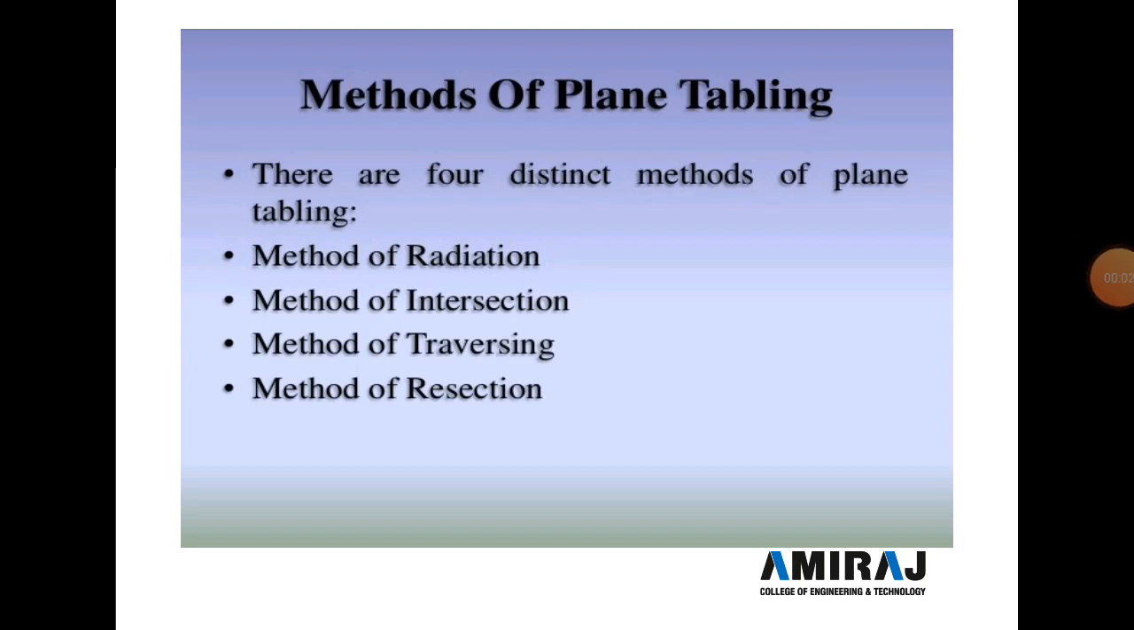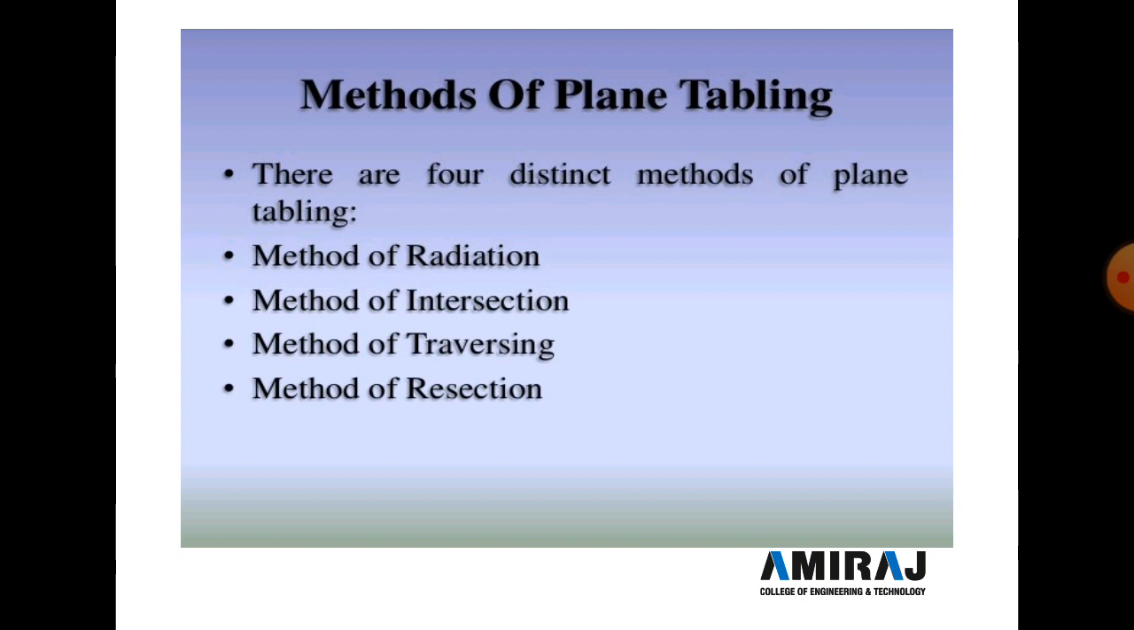Hello students, today we start a new topic, methods of plane tabling, in the plane table chapter of the subject Surveying, semester 4. So there are four main types of methods of plane tabling. First one is the method of radiation, second is the method of intersection, third one is the method of traversing, and fourth one is the method of resection.